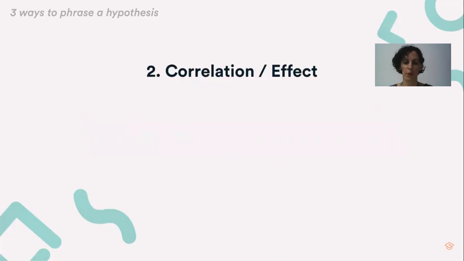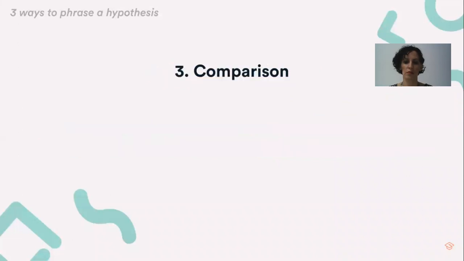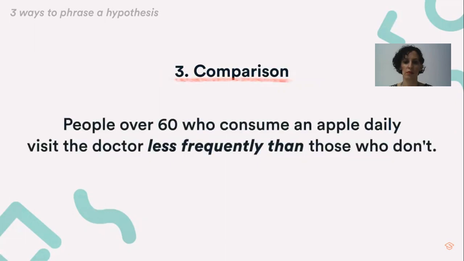The second way is to phrase the hypothesis in terms of a correlation or effect. For example, daily apple consumption in over 60s will result in a decreased frequency of doctor's visits. The third way of phrasing a hypothesis is by comparing 2 groups. People over 60s who consume an apple daily visit the doctor less frequently than those who don't.